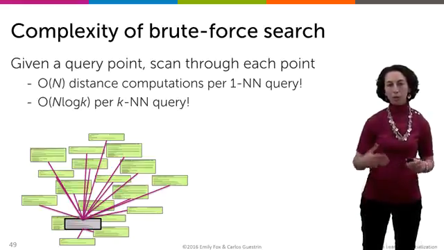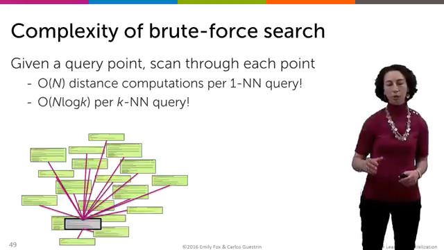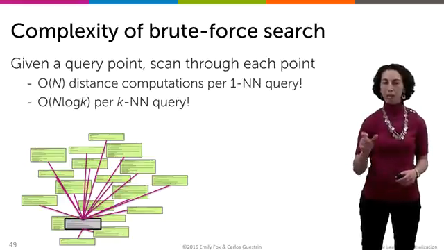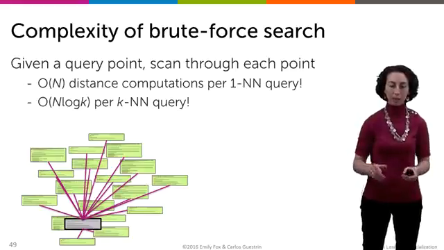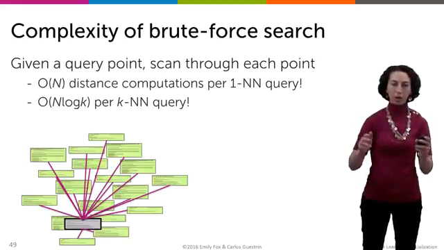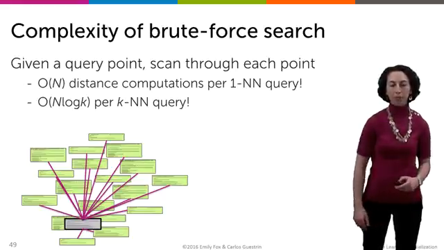And if we want to do k nearest neighbor, so return the k nearest documents, then the complexity is order N log k. And the reason we get that log k term is if we do a smart implementation where we maintain this priority queue and insert into the priority queue in an efficient manner.